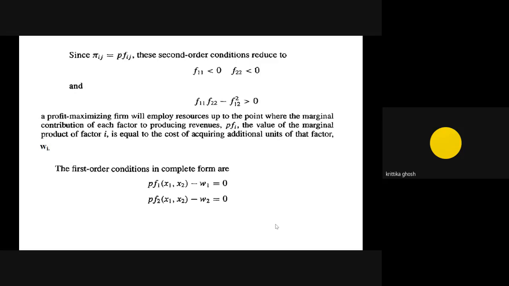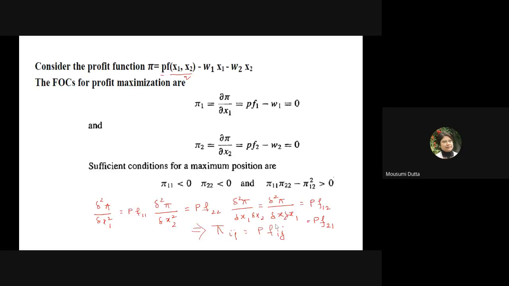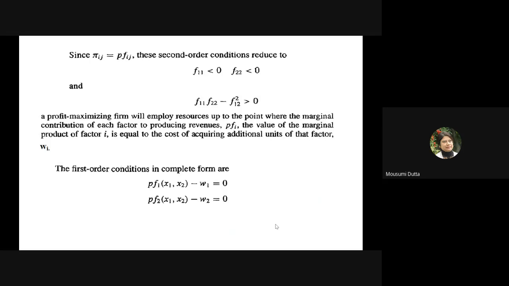Yes, ma'am. So actually the signs will be determined by pi 1 less than 0, pi 2 less than 0, then pi 1 pi 2 minus pi 1 square greater than 0. Everything will be determined basically by Fij. P does not have any role because P is positive. So we can express all pi 1 etc. in terms of Fij. So second order conditions, we are rewriting in terms of Fij's.